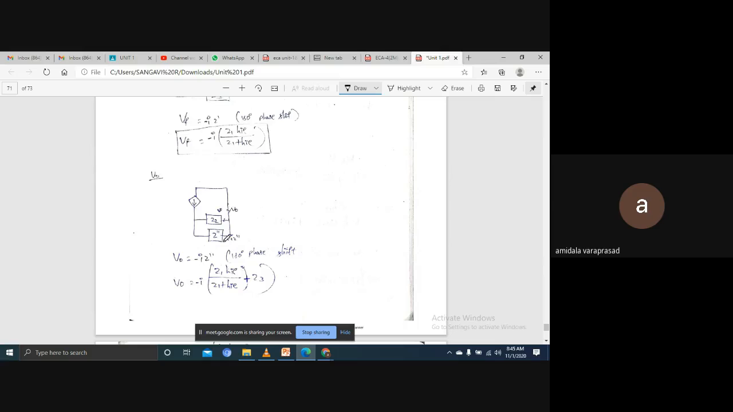Minus I into ZW. Because why? Z2 and ZW are both in parallel, so I can get the same voltage. V naught I can take across Z2 or Z double dash. For Z double dash, we already found that. This is minus I. Why minus? I already said that V naught consists of a 180-degree phase shift.